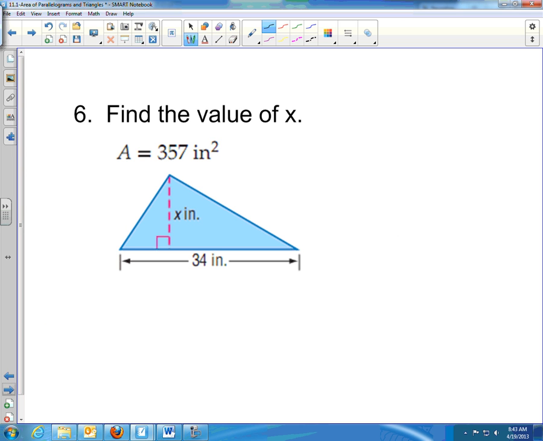All right, try the same thing with 6, except it's a triangle. So you're going to be using area equals base times height, divide by 2. Plug in what you know to solve for x.